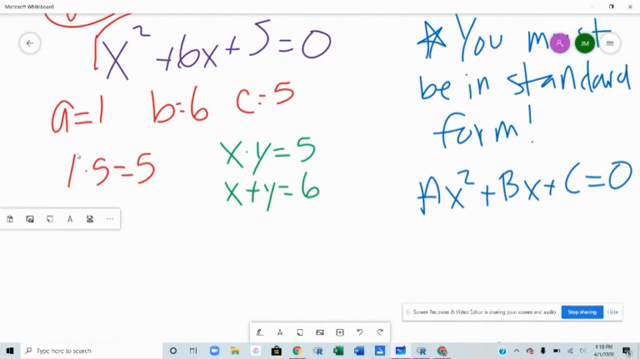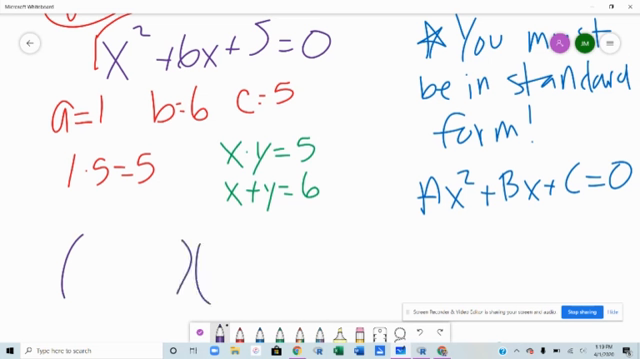Now, it is not always going to be that they match these numbers. Okay, that is not what happens. It happened here, but it will not always happen. So now to factor, you have two sets of parentheses. The first part in both parentheses is your variable, which in our case is x.